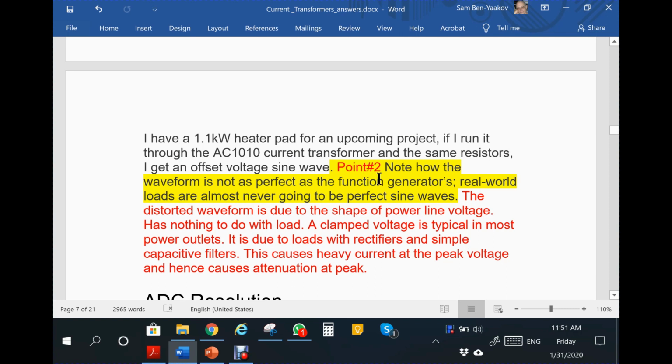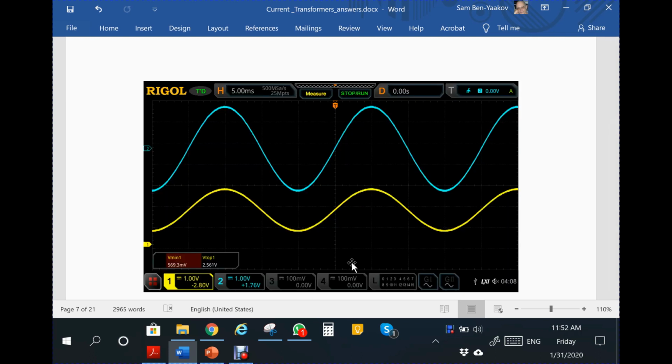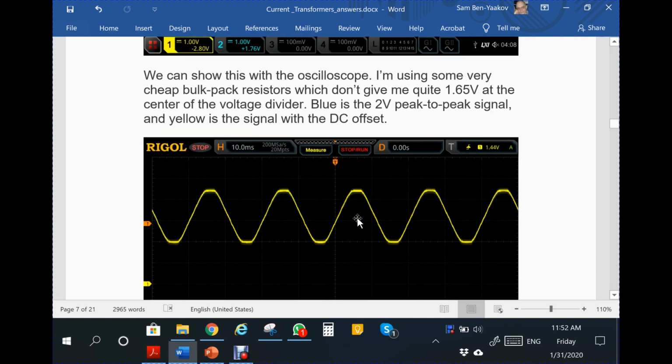In the description it says, note how the waveform is not as perfect as the function generators. Real world loads are almost never going to be perfect sine wave. This statement is related to this scope output, which is an output of a function generator and then a shifted value of it with a DC bias, and then an actual current measurement of a heater that was fed to a current transformer, and this is the output of the current transformer.